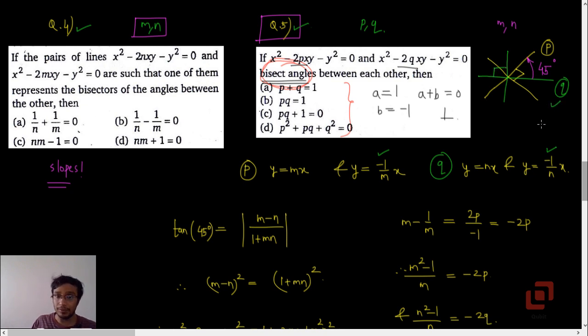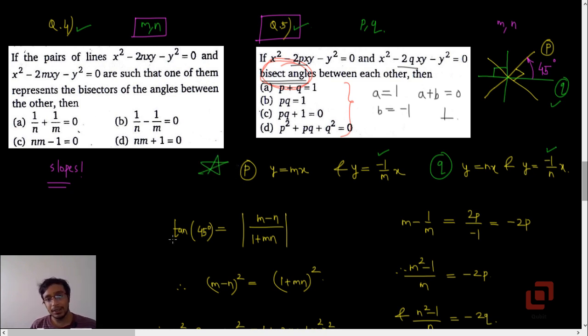And from 11th standard, recall that if two lines are perpendicular, then the product of their slopes is minus 1. Okay, so if one line is mx or its slope is m, the other line must have slope minus 1 upon m. Okay, and this starting point is extremely important.